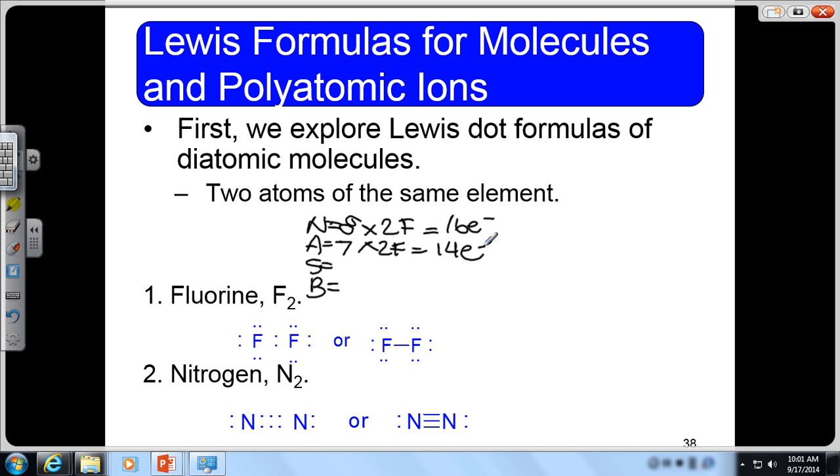To get shared, we take N minus A. So we take 16 minus 14 equals 2 electrons that are shared. So how many bonds is that? It's just 1. If we take 2 divided by 2, we get 1 bond. Okay? Which is perfect, right? We look at fluorine, and we have 2 atoms. We just bond them together. Sorry, that F looks a little crazy, but it's hard to fix.